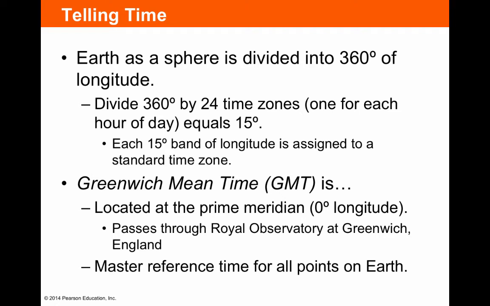It's totally reasonable. So then we have Greenwich Mean Time, GMT, also known as Universal Time, or UT, and this is the time at the prime meridian, which is 0 degrees longitude. This is the master reference time for all points on Earth. It passes through the Royal Observatory at Greenwich, England. There's an international agreement which says this is the master reference time. So everybody checks in there.